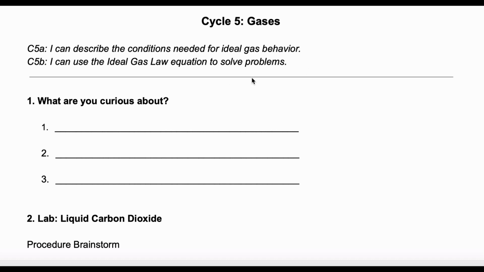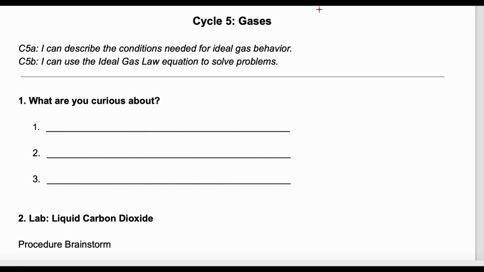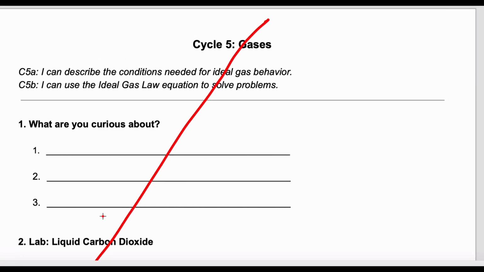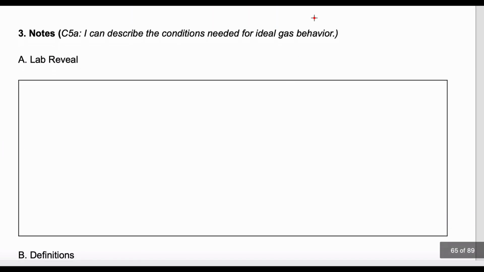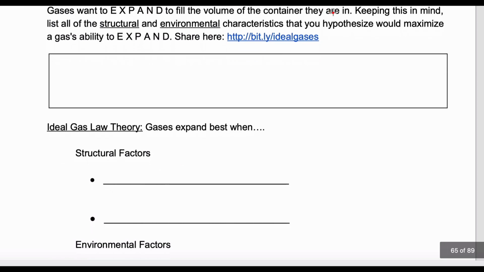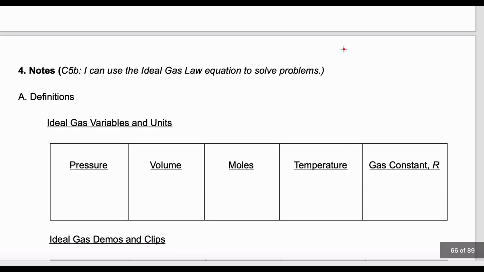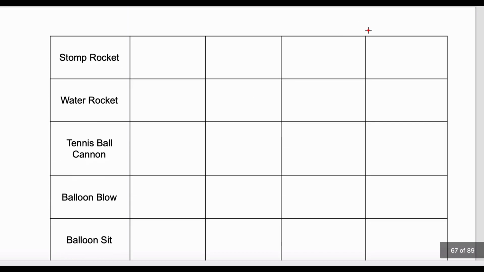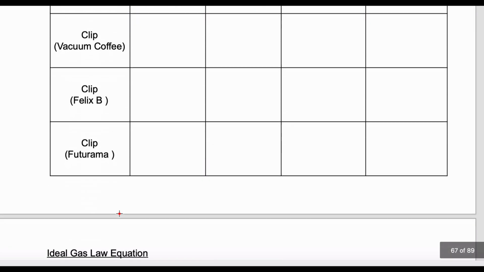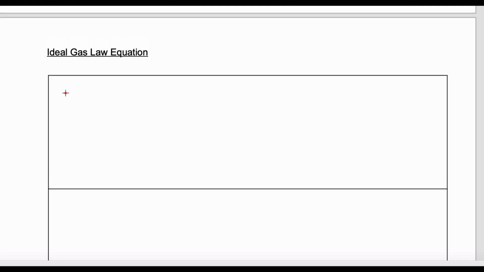Okay, what I'm going to have everybody do here is go into cycle 5, and we're going to do what we did before. We're going to cancel out this region, cancel out this region, cancel out this region, cancel out this region, cancel out all this. We're using the simulations right now for all our labs. Okay, and then we're going to get here to what's called the ideal gas law equation.